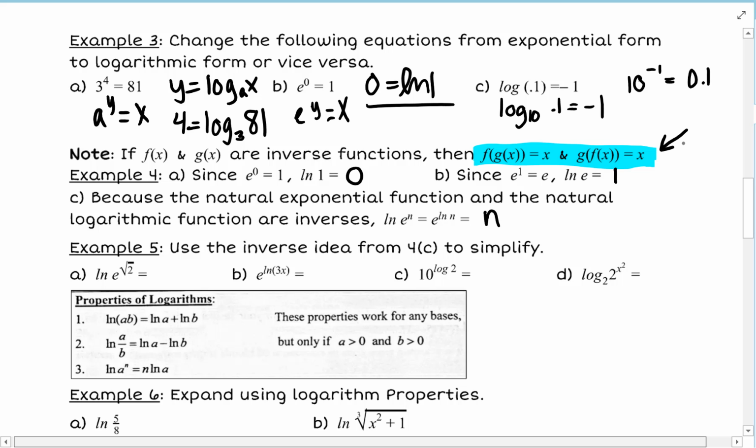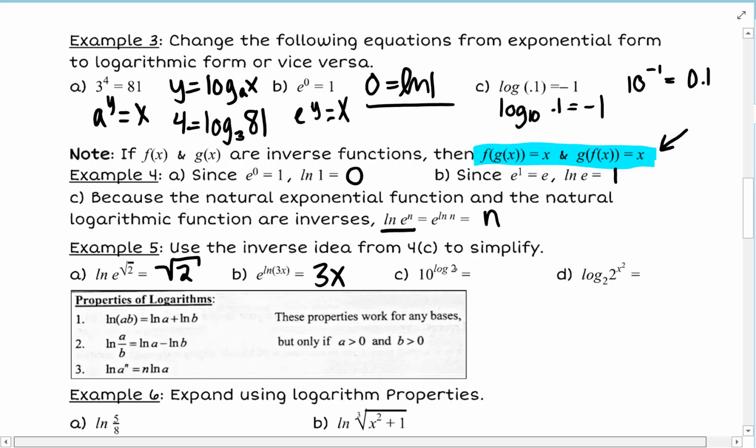Definition of inverses. Use the inverse idea to simplify. So natural log of e to the n is equal to n. Natural log of e to the root 2 is equal to root 2. e to the natural log of 3x. Remember, e to the natural log, those are inverse operations, so those are basically negating each other. So what we have here is 3x.